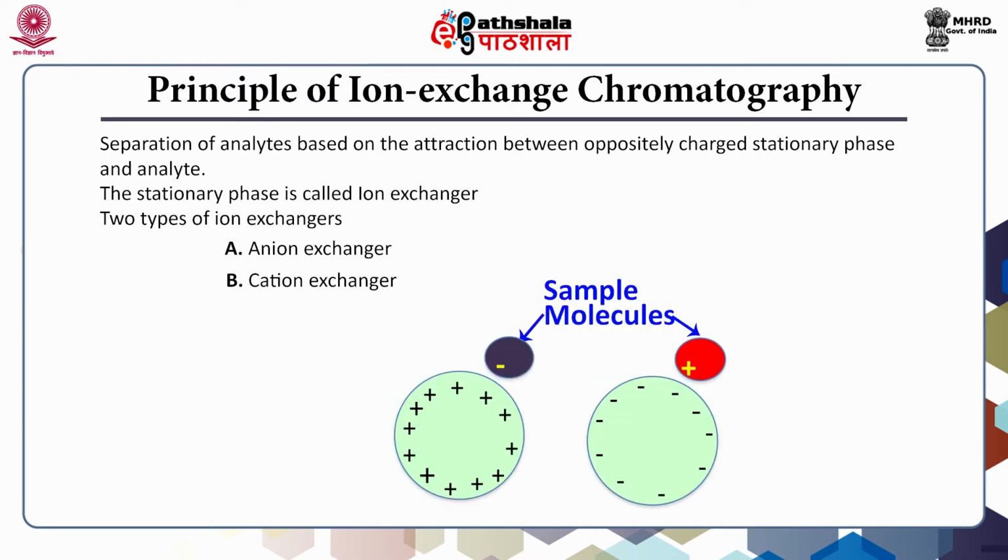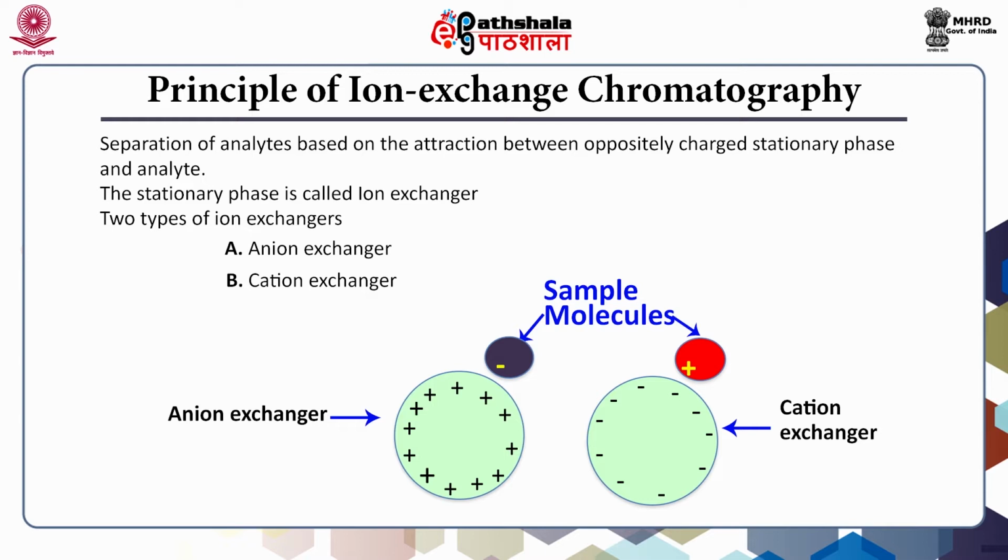There are two types of ion exchangers. One is called as anion exchanger, which helps in the exchanging of anions, and another one is called as cation exchanger, which helps in the exchanging of cations.